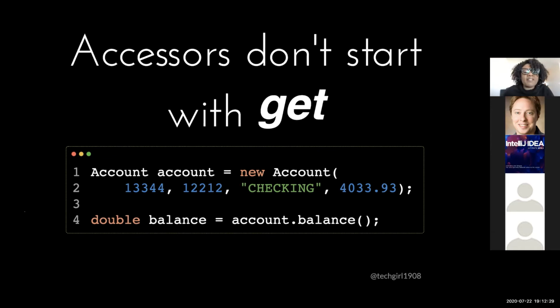You do have accessor methods. However, they do not start with the word get like we're used to. Instead, the accessor method name is the same as the field name. So notice here, the account.balance as opposed to account.getBalance.